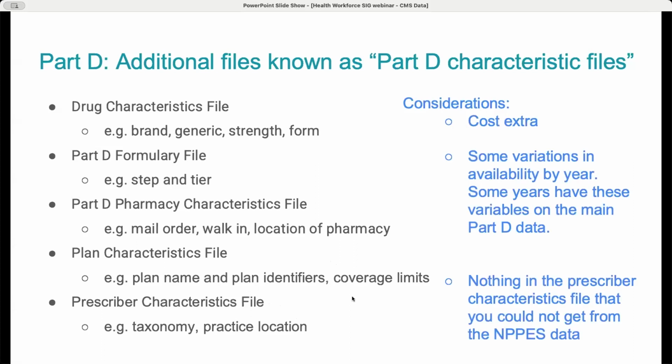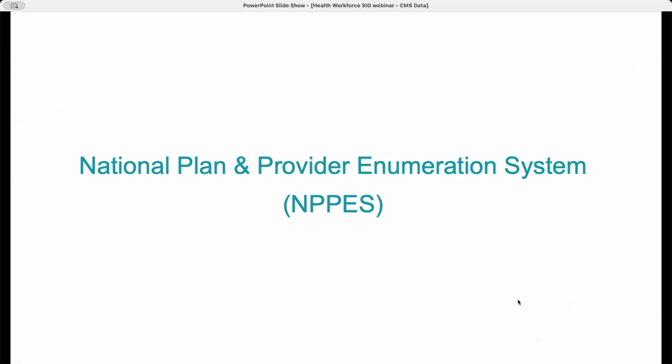And some considerations that you want to keep in mind when you think about what characteristic file you might need is that there is a cost for each of these. It's not as high, but it adds up quickly if you need it for more than just 1 year. Some of these data files are not available for every year, but that is often because during that year, that variable may have been part of the Part D main file. And then with the prescriber characteristic file, there is nothing in this file that you could not also get for free from the NPPES data. In fact, I believe this is populated from the NPPES data, which I'm going to talk to you about next.